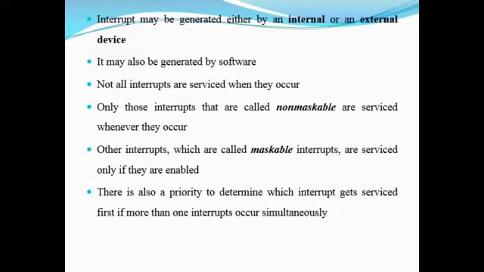In some cases, all the interrupts which are requested may not be serviced when they are required. Only those interrupts that are called non-maskable are serviced whenever they occur. So such interrupts can be serviced whenever required. Other interrupts, such as maskable interrupts, are serviced only if they are enabled. That is the difference between non-maskable and maskable.